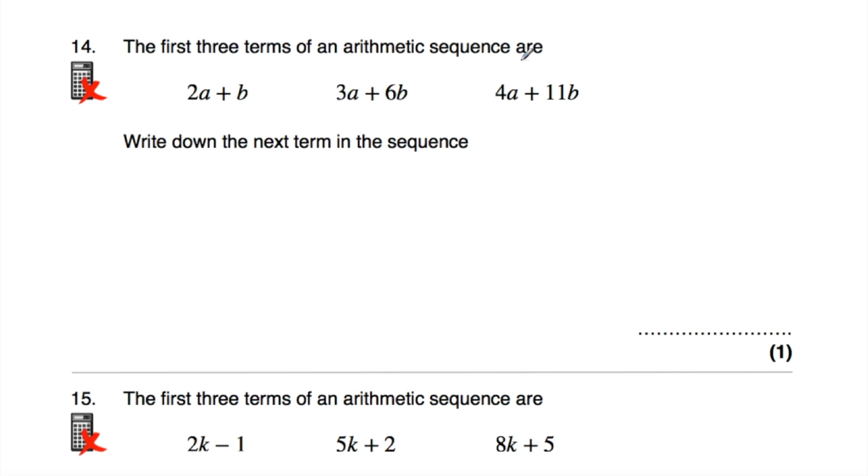So remember, it's an arithmetic sequence. That means it's getting bigger by the same amount each time. So we've got 2a, and then we've got 3a. We've then got 4a. So the next one will be 5a, because we're adding an a every single time.